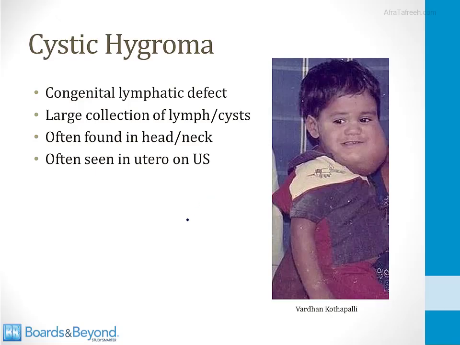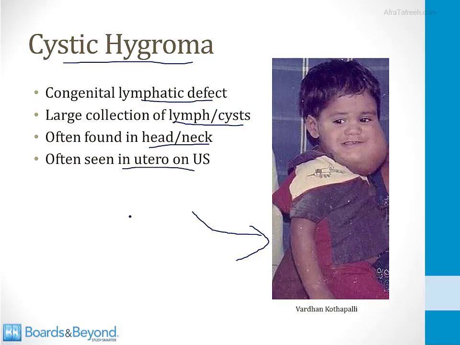Some girls with Turner syndrome have an anomaly called a cystic hygroma. This is a congenital lymphatic defect. There's a picture of one shown in this child on the screen here. It's a large collection of lymph and cysts. That's why it's called a cystic hygroma. It's often found in the head and neck, and it is sometimes detected in utero on fetal ultrasound.